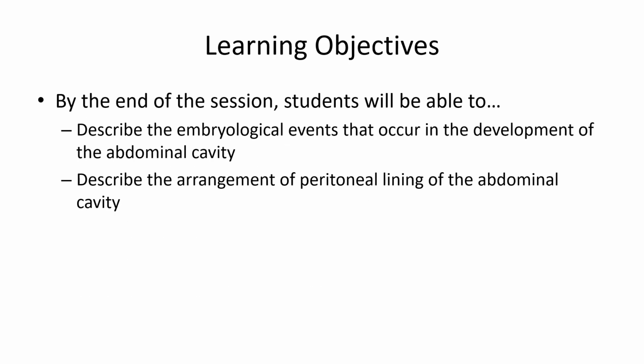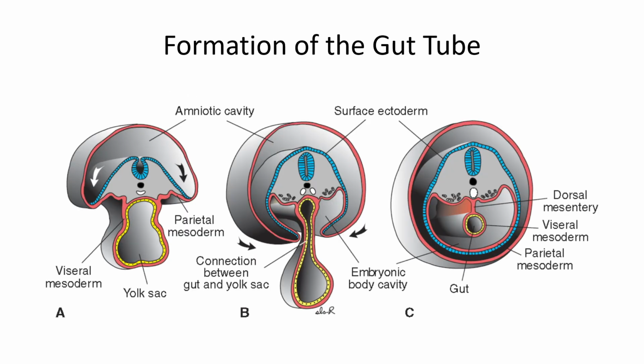As part of this discussion, we will also introduce you to the peritoneum, a serous membrane that covers the internal surface of the abdominal cavity, as well as many of the organs found within this cavity. In doing so, we'll introduce some terms such as mesentery, omentum, and intraperitoneal versus retroperitoneal organs. We'll start where we left off in our first embryology lecture of the year.